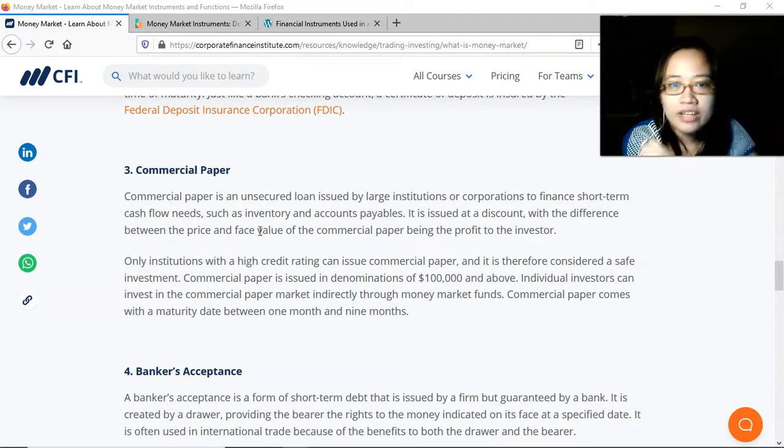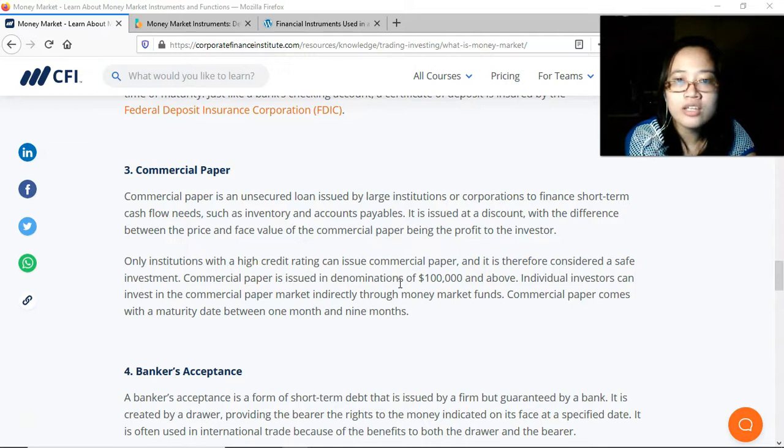Commercial paper, balik tayo, ayan. Unsecured loan, tapos for short-term cash flow needs such as inventory or accounts payable payments. It is issued at a discount with the difference between the price and face value being the profit to the investor. Normally, ang nakaka-avail lang nito yung mga institutions with high credit rating. Okay, tapos considered a safe investment kasi kumbaga reputation nila tested na rin naman sa credit worthy sila. Okay, meron silang good history of repaying their debts.